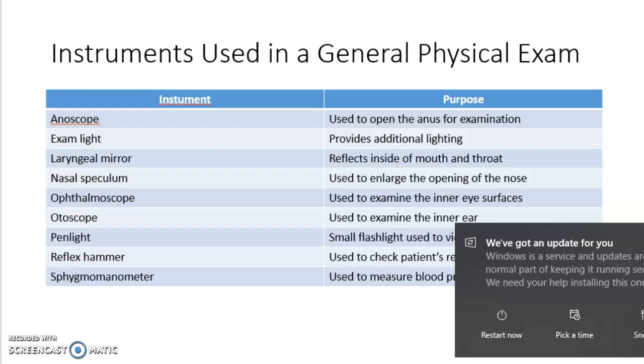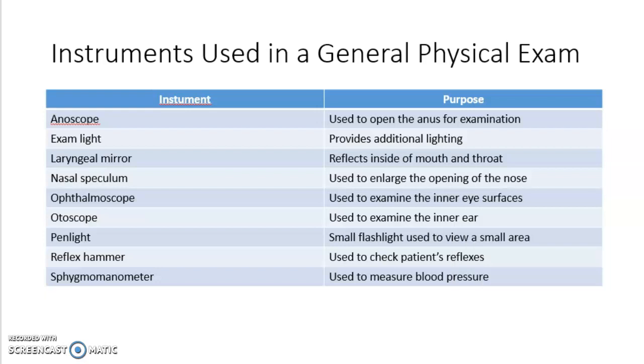Okay, so an anoscope looks like a vaginal speculum, but it is slightly different. It is used for rectal exams or any exam of the anal area, whether you're checking for hemorrhoids, a fissure, or a fistula. An anoscope is probably not used as much in primary care, but definitely in a gastrointestinal specialty.